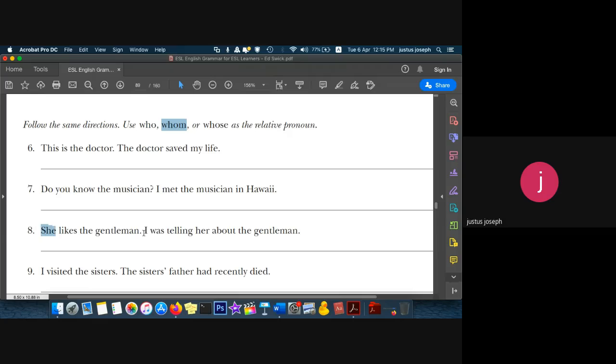Okay. She likes the gentleman. I was telling her about the gentleman.